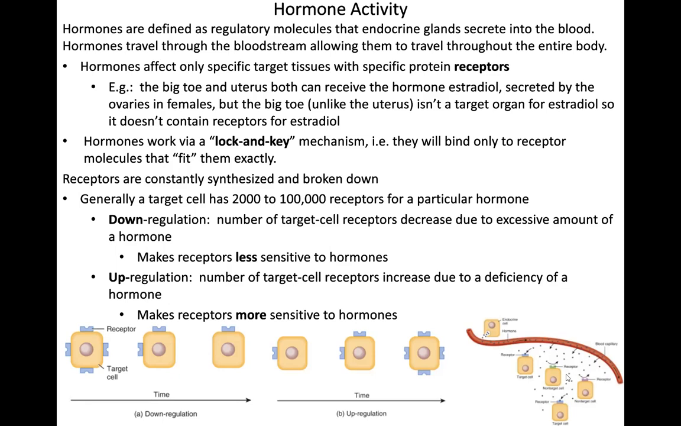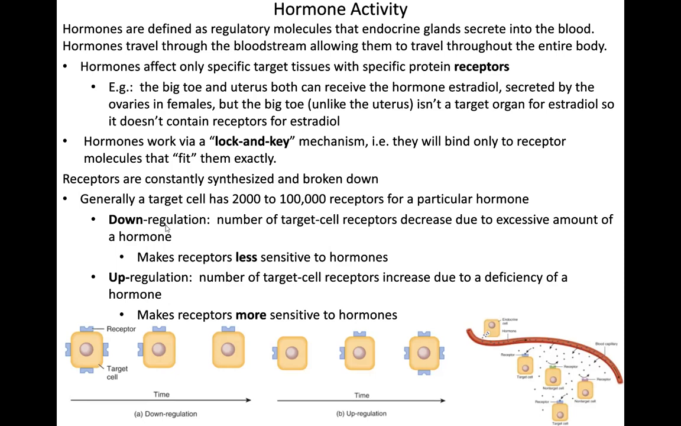I know this figure is kind of small, but we can see hormones being rejected by some cells because they don't have the correct receptors, whereas target cells will have those specific receptors. Now, speaking of receptors, we are constantly synthesizing and breaking those down. So the number of receptors a cell has can fluctuate. It can be as few as 2,000 to as many as 100,000 for a particular hormone.